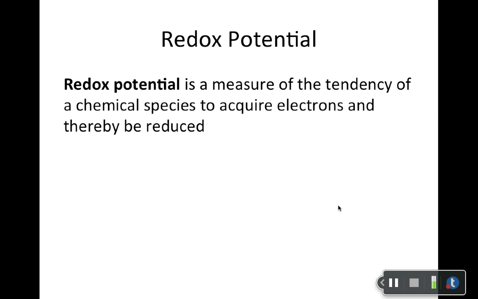Before we talk about the details of the electron transport chain, let's consider the reason why the electrons pass from complex to complex. To do this, we have to learn the term redox potential. The redox potential is a measure of the tendency or the ability of a chemical species, in this case the enzyme complexes, to acquire electrons and thereby be reduced.